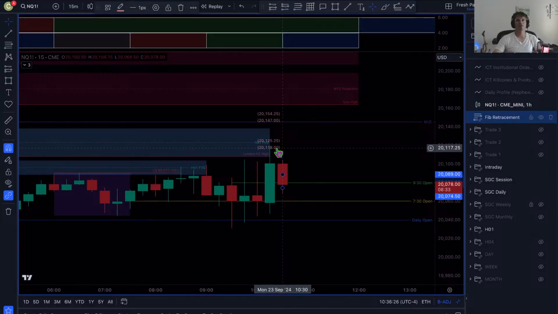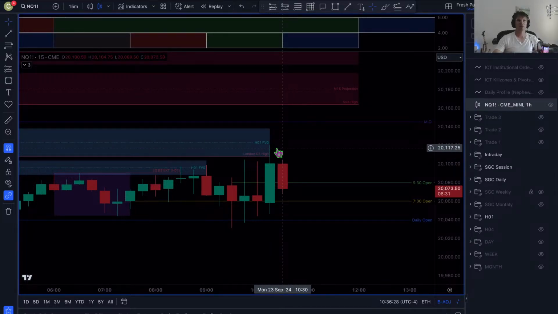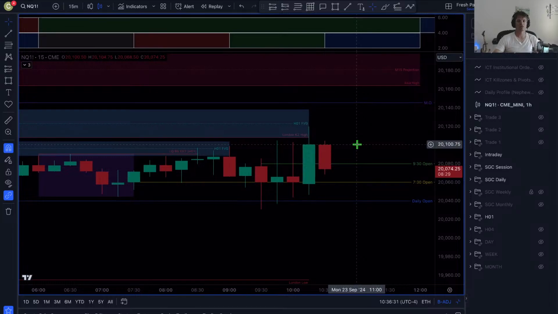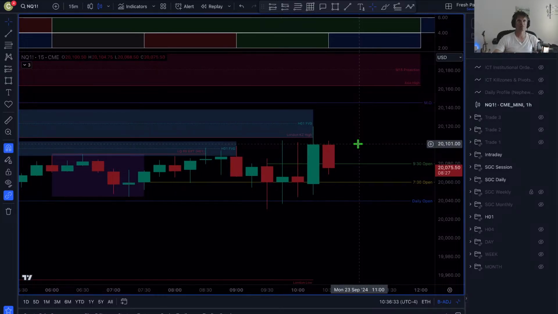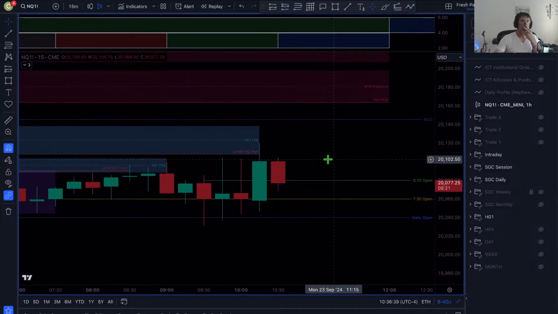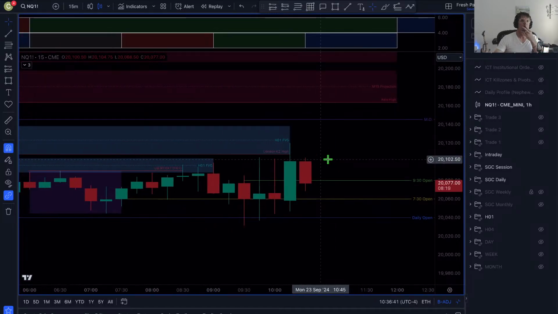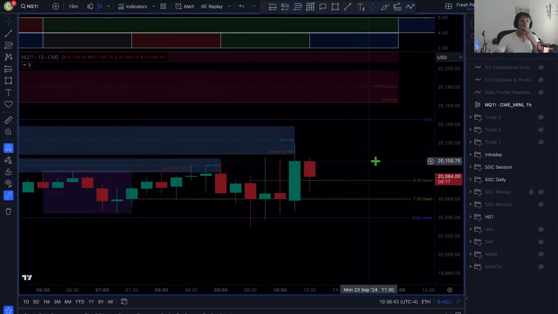I think I had a little bit of greed on that. I didn't take out at 5R and I should have. I was trying to go for the win, for the big win. It's alright. With the micros, I'll be able to do better.